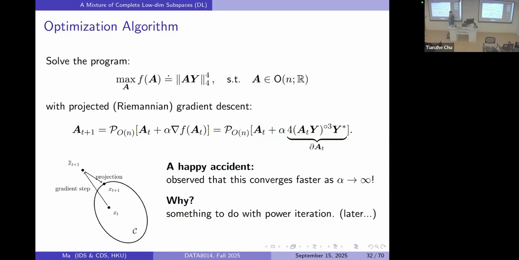Then he noticed something very weird. He found that the bigger he made alpha, the faster it converged. Eventually, he made alpha almost infinite, and it turned out to converge faster. So what does it mean? When alpha is almost infinite, it doesn't really matter where you start, right? You always just do this. So why don't we just drop this?